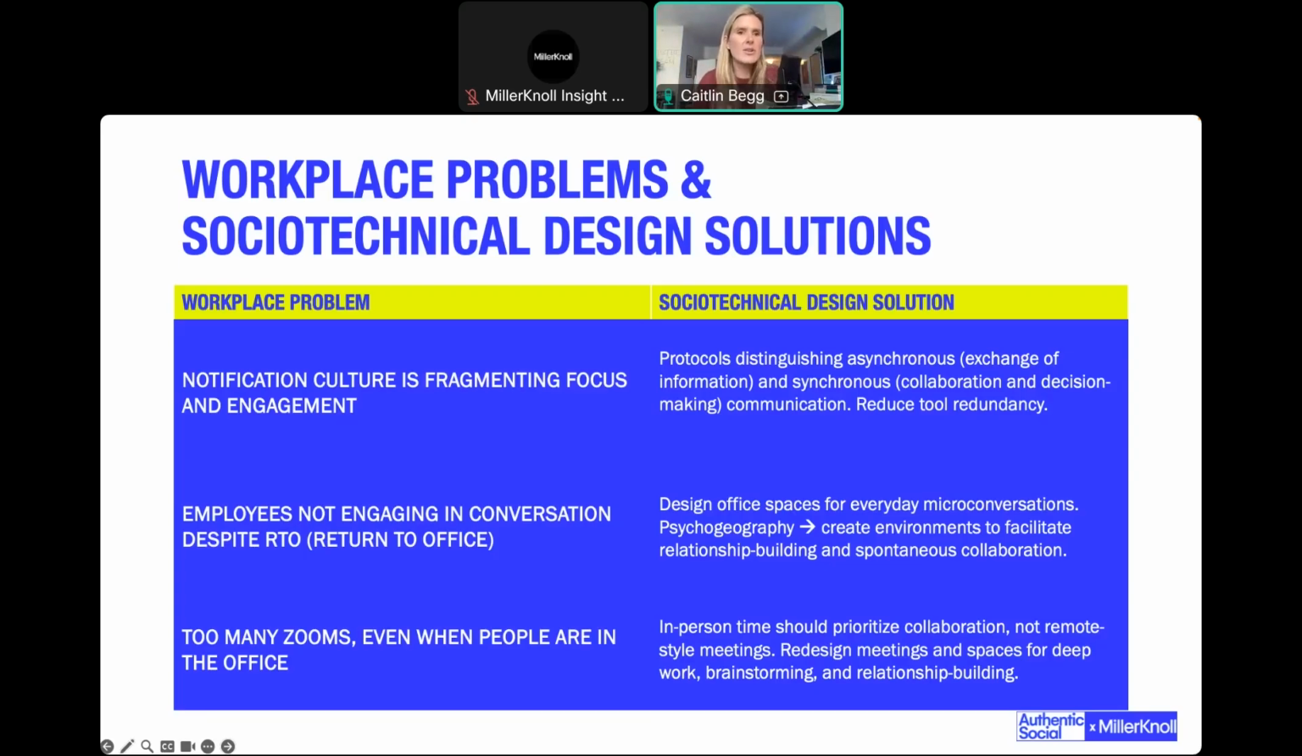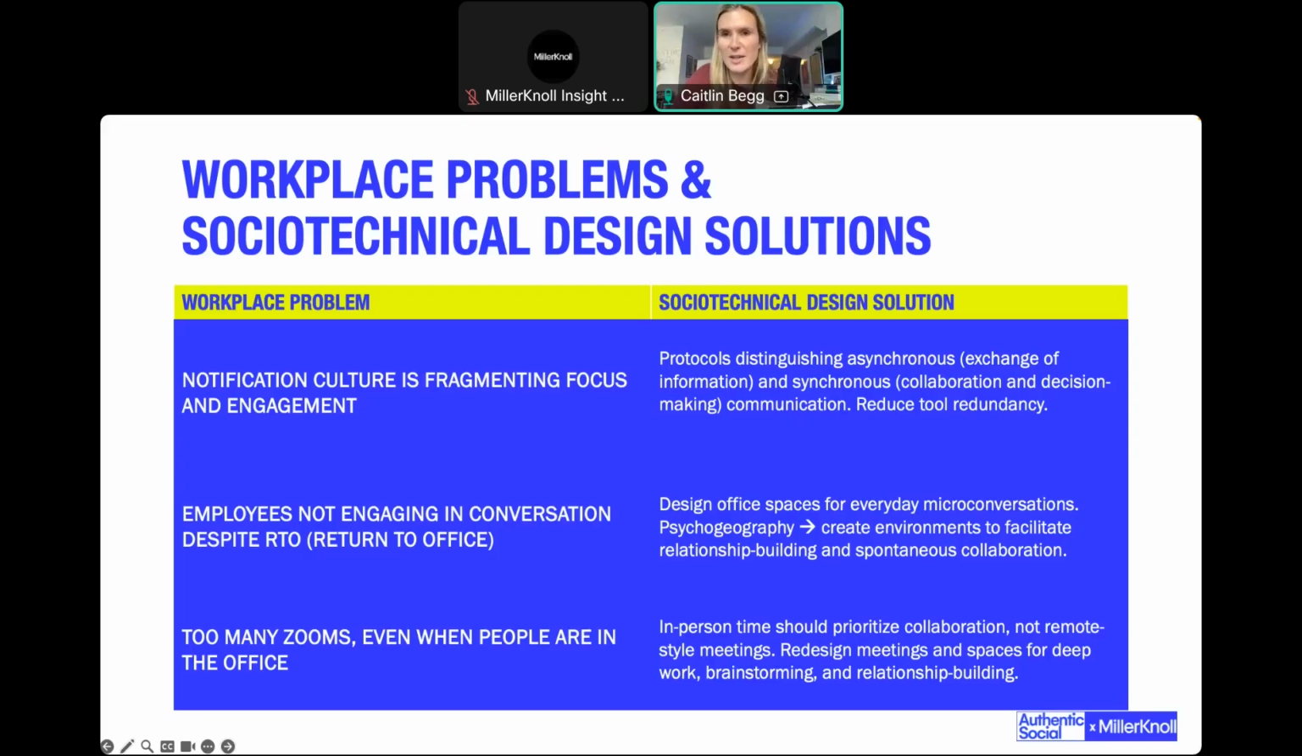And also just taking a look at when employees are not engaging in conversation despite return to office. How can we design office spaces for everyday micro conversations? How can we leverage psychogeography and create environments to facilitate relationship building and that spontaneous collaboration? But also look at what the employees want. Do they want dedicated workspaces? Is an open office plan too complicated for them? Get the data on that, but also don't ask for things that might not be able to be delivered on.